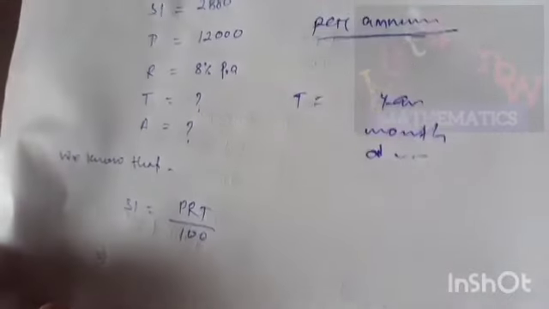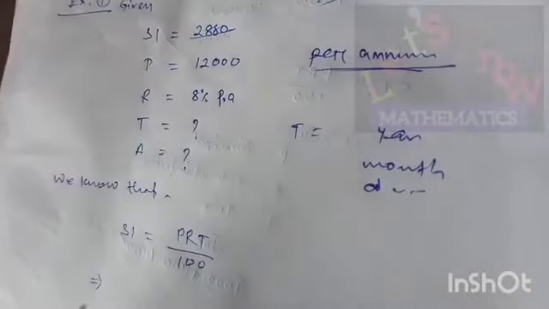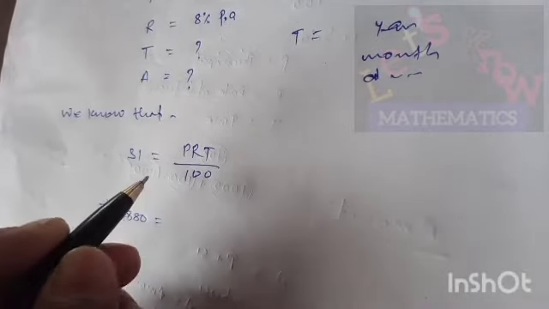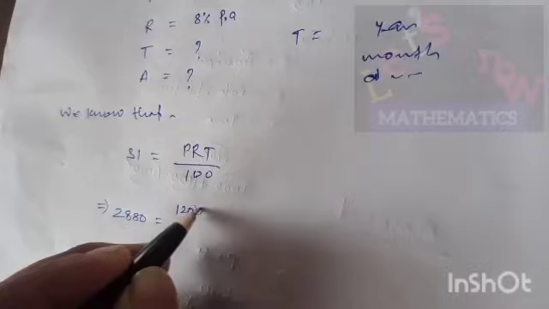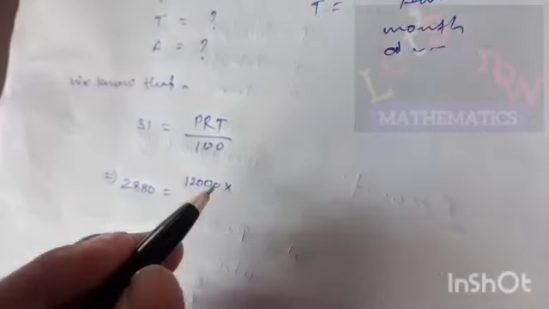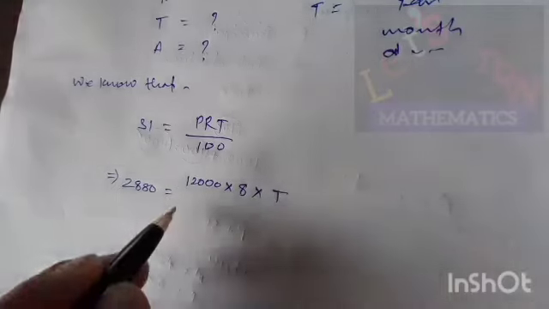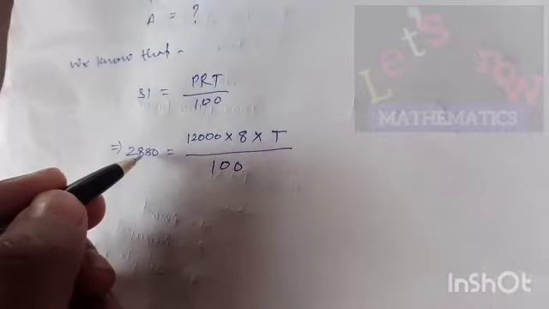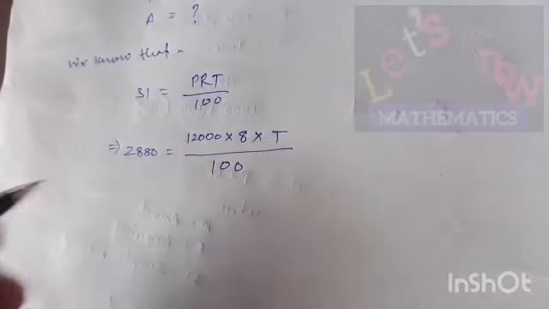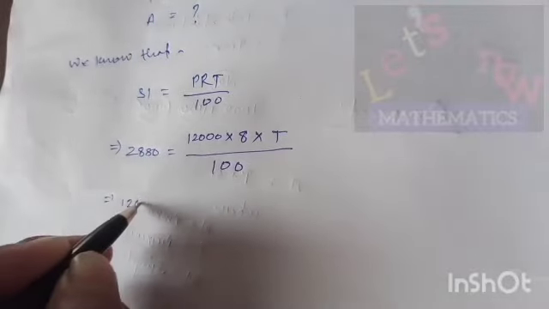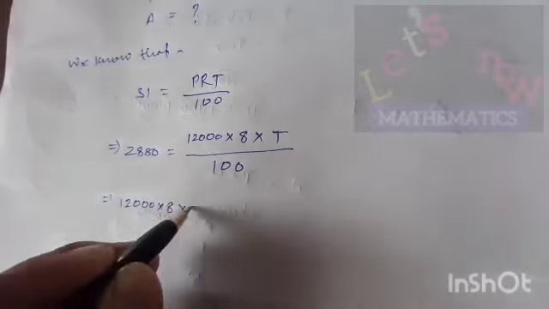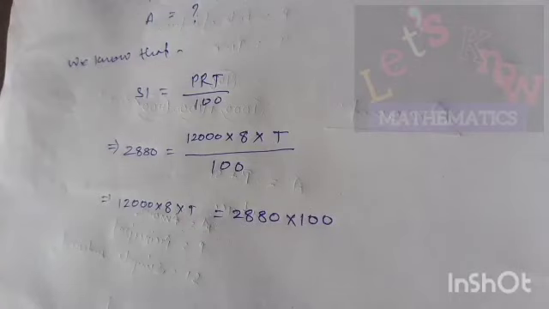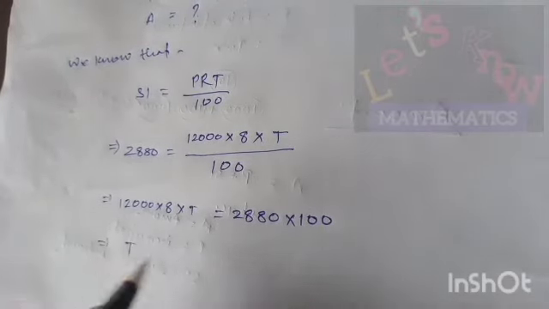So from here you put the values. SI is 2,880. So write here 2880 is equal to principal 12,000 into rate of interest 8 into time, which is not given, divided by 100. Now see, between two numbers there is an equal sign, so you need to cross multiply. So 12,000 into 8 into t is equal to 2880 into 100.